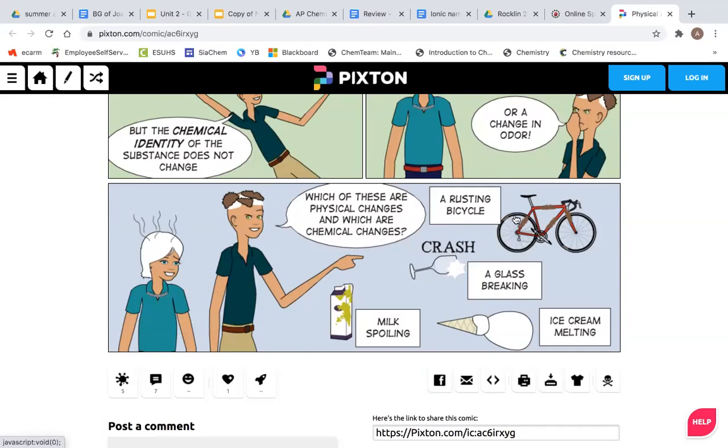Because when the metal is rusting, you're actually reacting with the air, the oxygen in the air. If you break a glass, it's still glass, except it's a broken piece of glass. Ice cream melting, that's still ice cream, except now it's in puddles. That would still be a physical change. So glass and the ice cream, these two are physical change. The other two are chemical change.